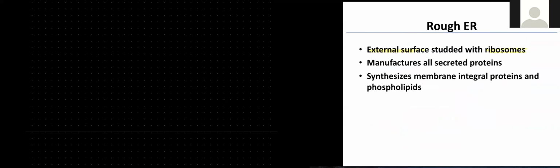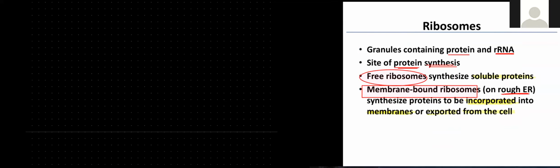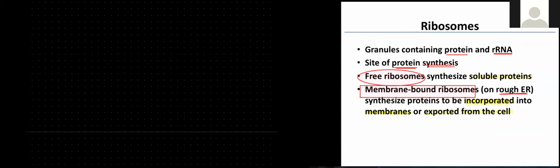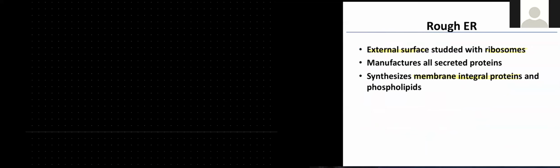And it serves as the site for the proteins, again, that would be either integrated within the plasma membrane or exported to the outside of the cell. As we've mentioned, that is the function of the membrane-bound ribosomes. So the rough endoplasmic reticulum is simply going to have the same exact function as the ribosomes because they work together to conduct the same functions.